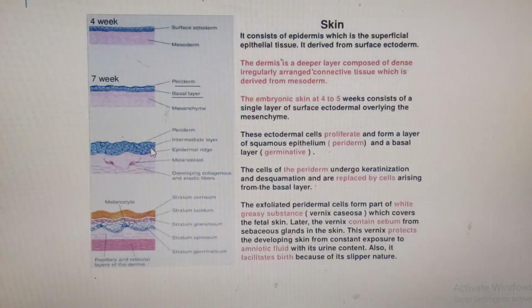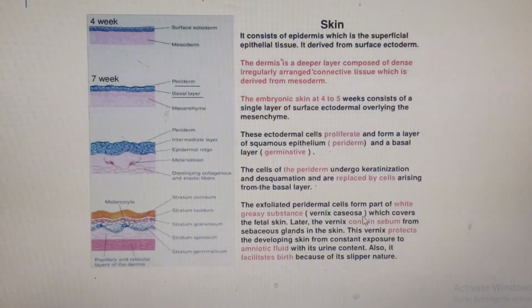The periderm cells that have undergone desquamation become exfoliated peridermal cells, and they form part of the whitish-grayish substance we find on the fetus and immediately postpartum. According to WHO, you are supposed to leave this for at most 24 hours, and at least some 4 hours. That is what we call vernix caseosa. Caseating has to do with that whitish something. The vernix caseosa covers the skin of the fetus, formed from those exfoliated peridermal cells.